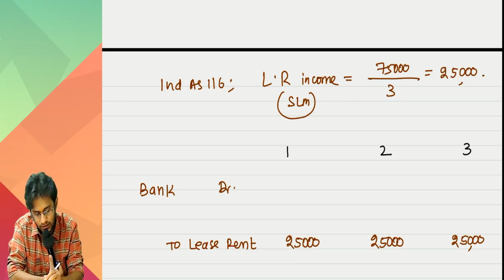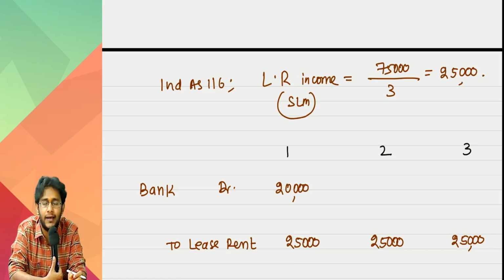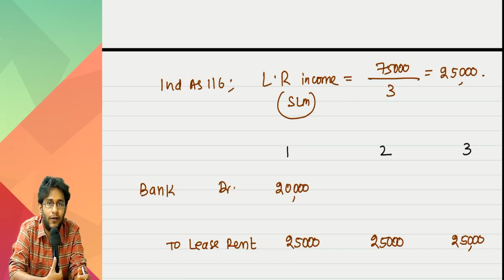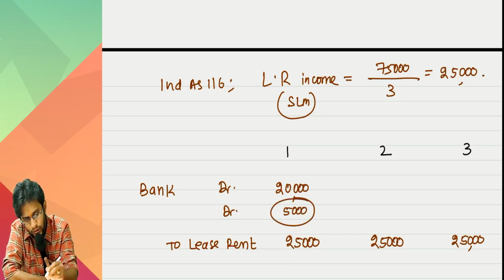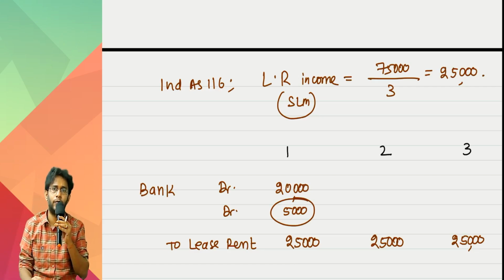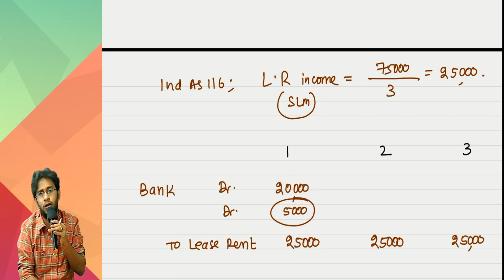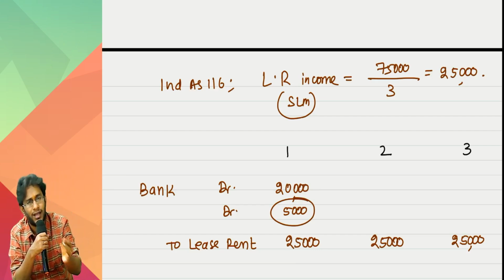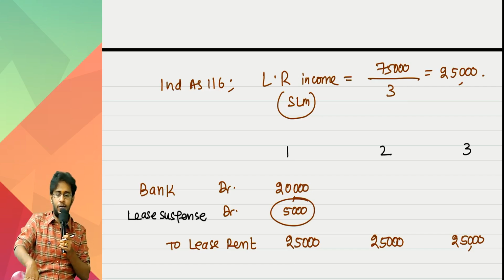How much are you receiving in the first year? 20. But your income is how much? 25. It is like I book a sales of 25, but the debtor paid me only 20. Another 5,000 is receivable. This we call a deferred rent. We call it lease suspense. We call it a lease equalization account. Whatever name you want to give, it's a temporary account that will die eventually. I am calling it lease suspense, although lease equalization is a better word.